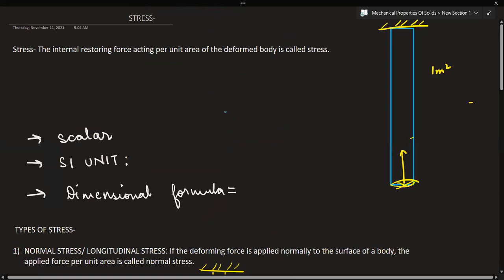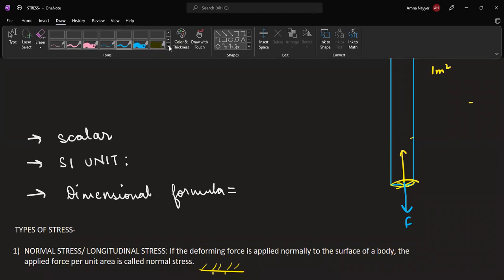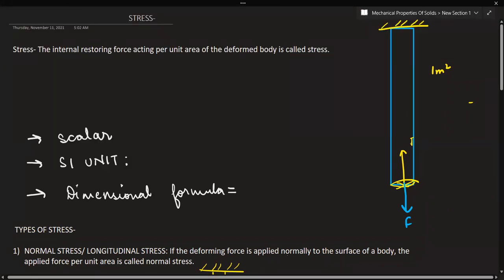Okay, so let's discuss what is stress. When an external force is applied to a body, that changes its size or shape that we have been discussing. For example, this force F has been applied in the downwards direction. So there is an internal restoring force developed in the body. This internal restoring force acting per unit area of the body, that quantity is known as stress. The internal restoring force acting per unit area of the deformed body is called stress.